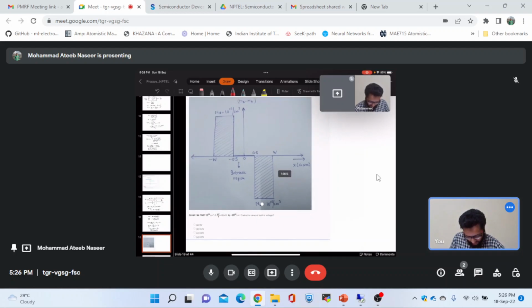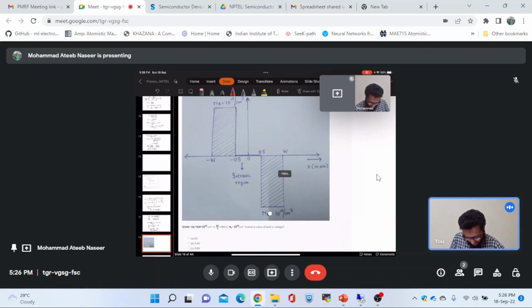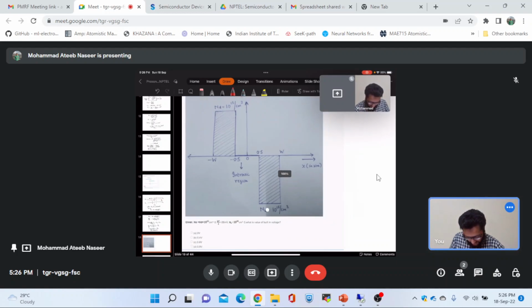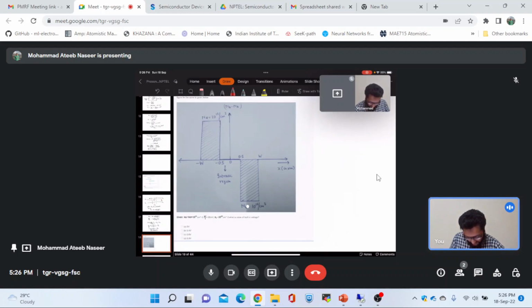We have been given the doping concentrations Na and Nd to be equal to 10 to the power 15, and kT by q is 26 millivolt, and the intrinsic carrier concentration Ni is 10 to the power 10 per centimeter cube. Now we are required to find the built-in voltage.